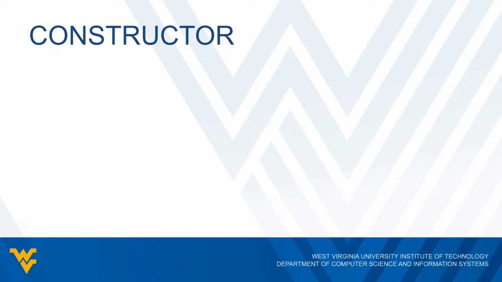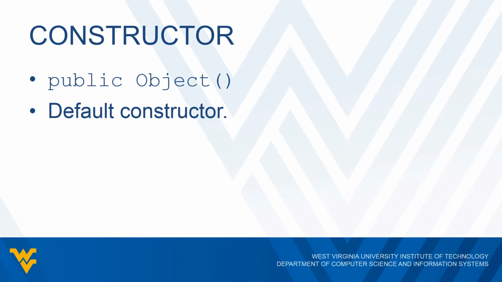We'll now take a look at some of the constructors and methods that are available to us from the Object class. This is not an extensive list, but it gives us some of the more common things that we can actually use from the Object class. The first thing we'll look at is the constructor. The constructor is simply public Object. Since the name of the class is Object, the constructor is called Object, and this is simply the default constructor.